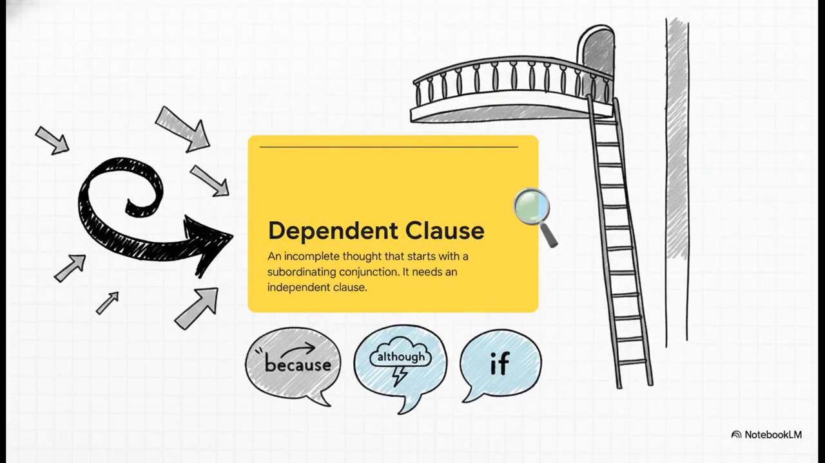And then you've got your dependent clause. This is more like a balcony or maybe a cool extension you add on to the house. It has a subject and a verb, but it starts with a special word like because or although or if, which makes it feel, well, incomplete. Although the project was difficult. See, you're kind of left hanging. It depends on a main foundation to make sense.